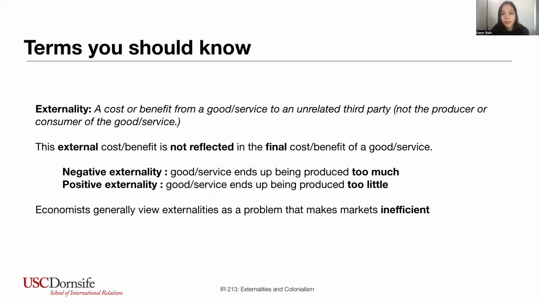Okay, so what are externalities? An externality is a cost or a benefit from a good or a service to an unrelated third party. So not the producer or the consumer of the good or a service. What does this mean, right? You usually have two people involved in an economic transaction. You've got a buyer and a seller.